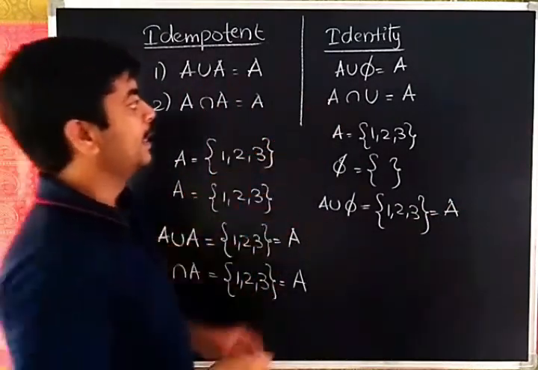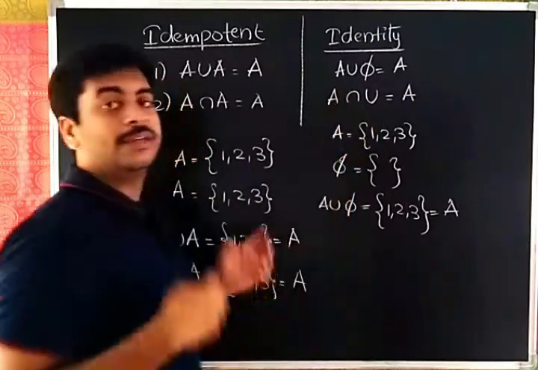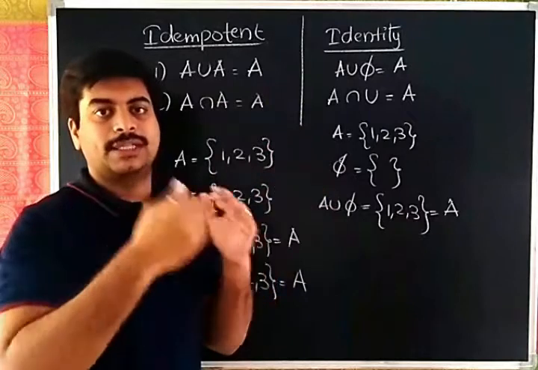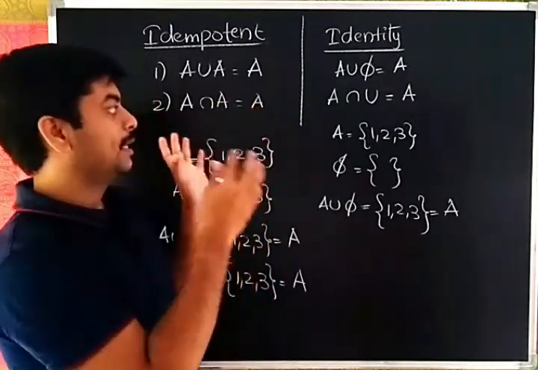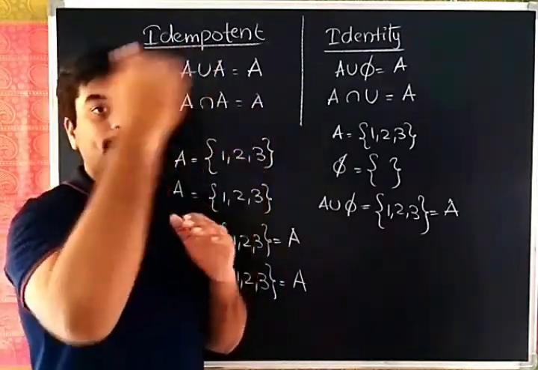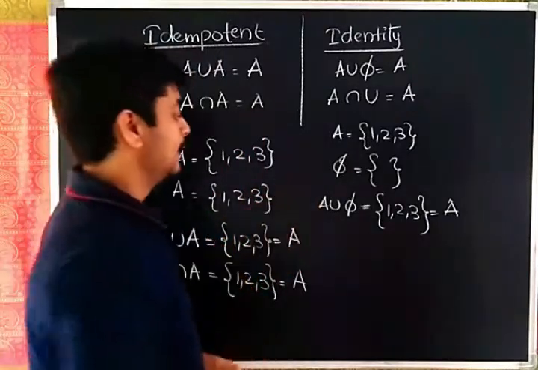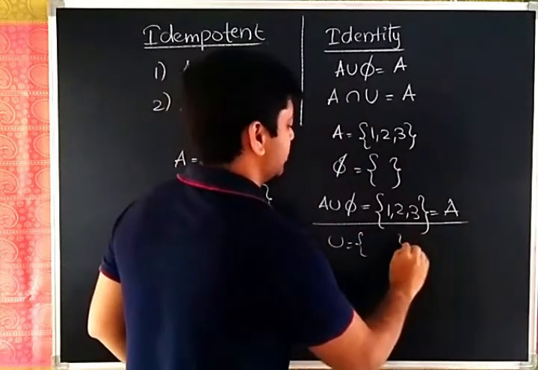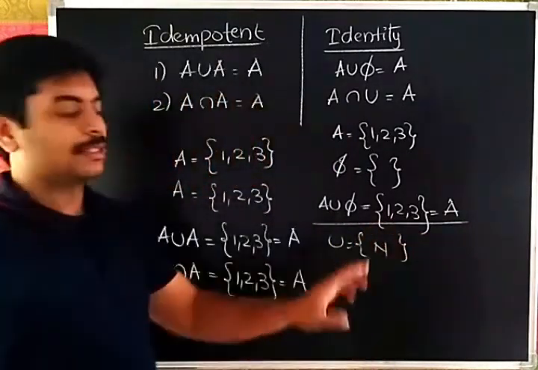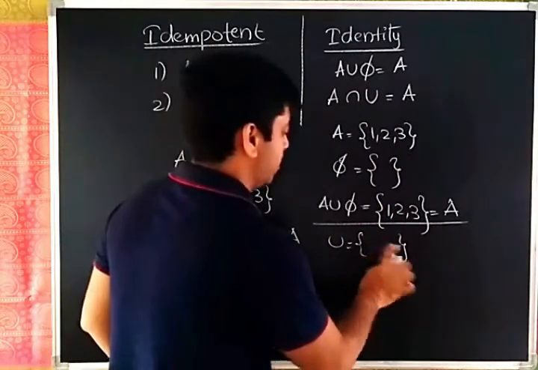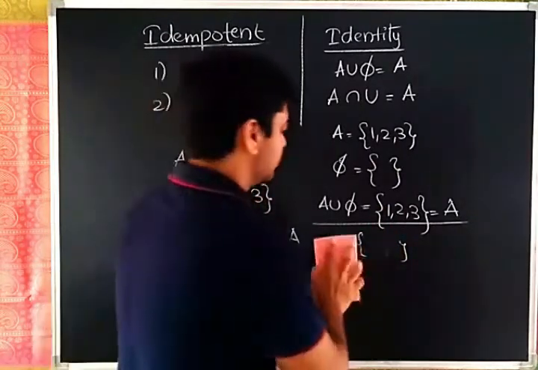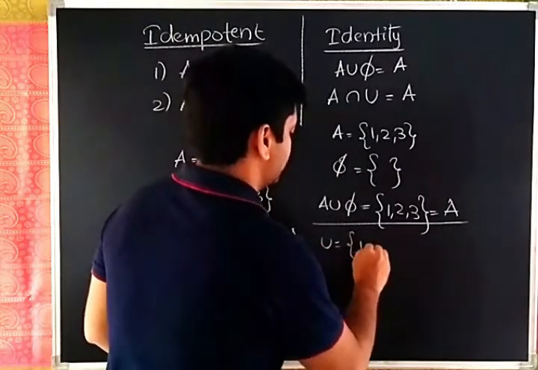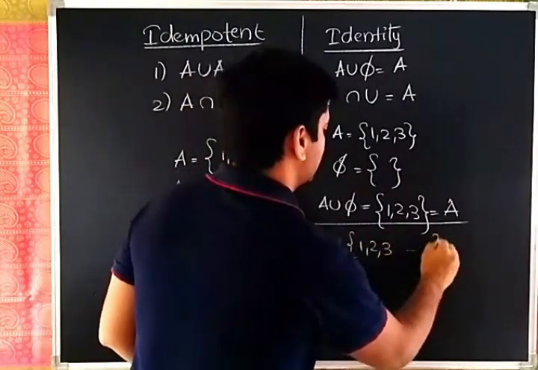In the same way, the next one, A intersection universal set. What is universal set? Universal set is a parent set of what we are actually considering. All these sets are coming from some parent set. Let us take universal set as set of all natural numbers. So universal set is 1, 2, 3, and so on till infinity.